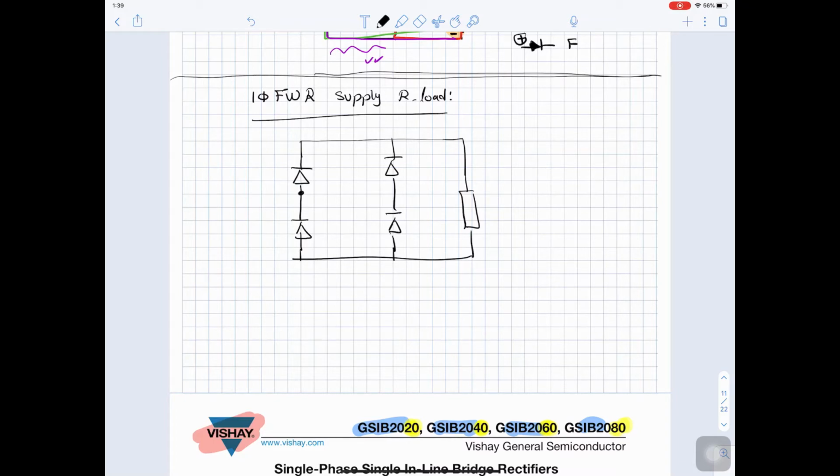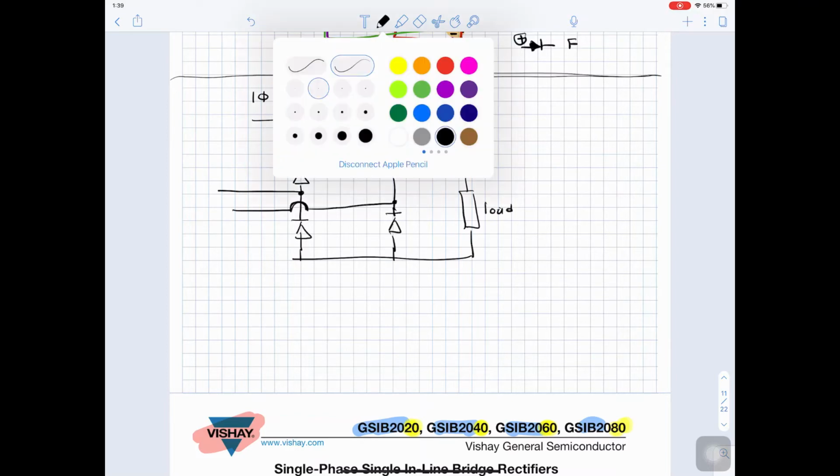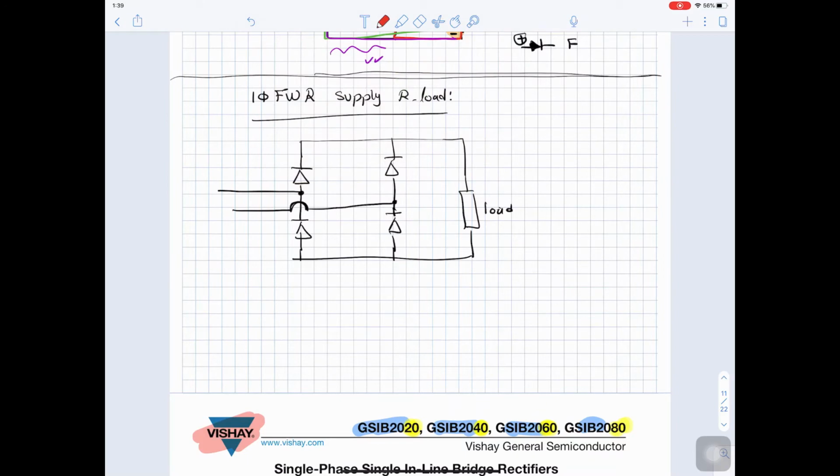And we have our AC source, and this is a jump. It is not connected here. So here is the load. Now the naming of the diodes is very important.